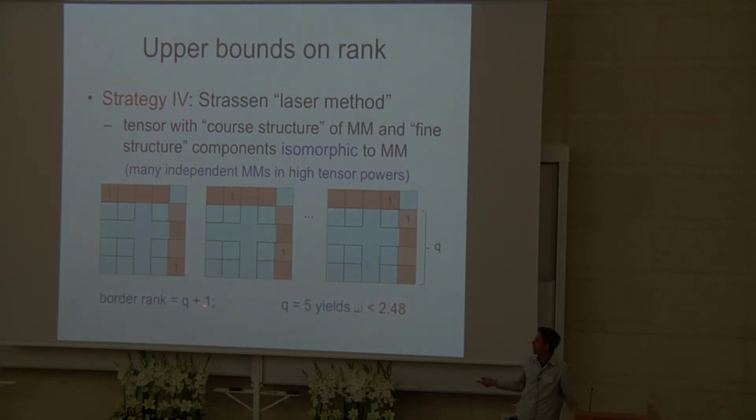And from this, the border rank of this tensor you can show relatively easily is q plus 1. Then you optimize for q, and you set q equal to 5, and this gives you omega less than 2.48. By the way, one thing that I'm hoping to illustrate as I go through the strategies that people have used is that there are really wonderful and fundamental ideas involved, and then in the end, the bounds that you get still rely on taking very small tensors and bounding their rank or their border rank by hand, and then using the machinery to build up from there. And I think that's a bottleneck in our way of thinking about this problem. Okay, so q equals 5 gives 2.48.